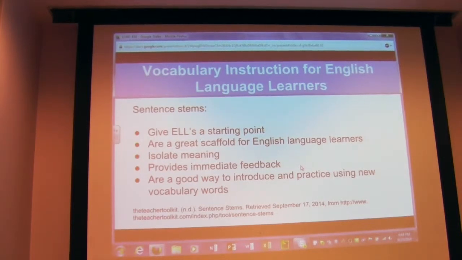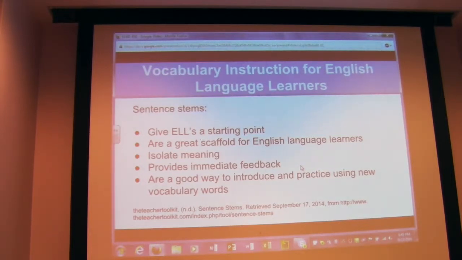From our articles, we learned from vocabulary instruction for English language learners, I came across these key points. The problem for ELLs entering our classrooms is that they are starting from scratch. Sentence frames are a good way to give our English language learner students a starting point. Sentence stems are also a miraculous scaffold for English language learners.